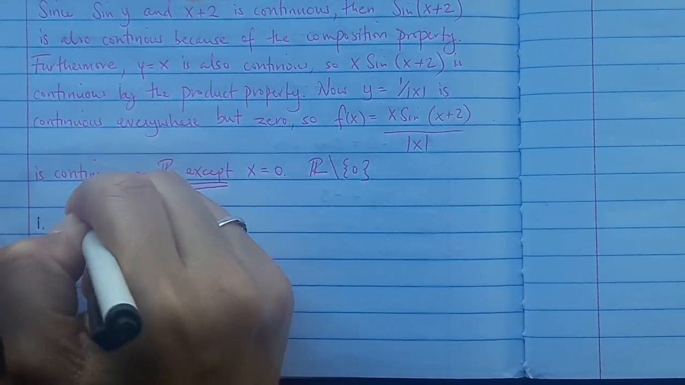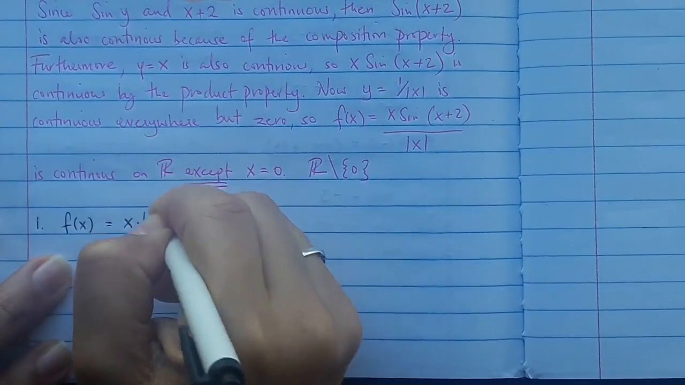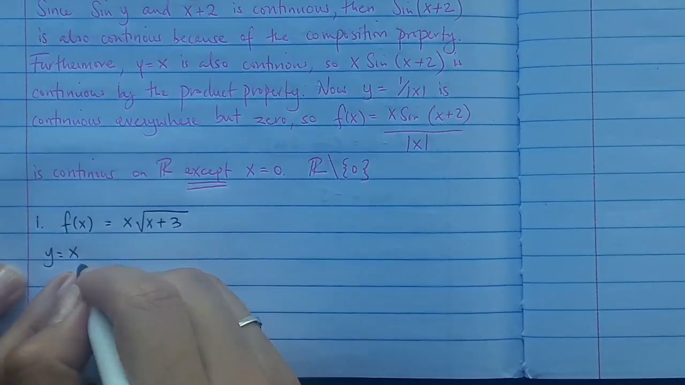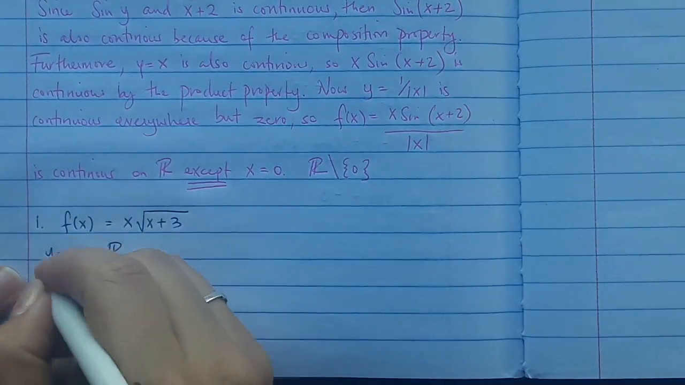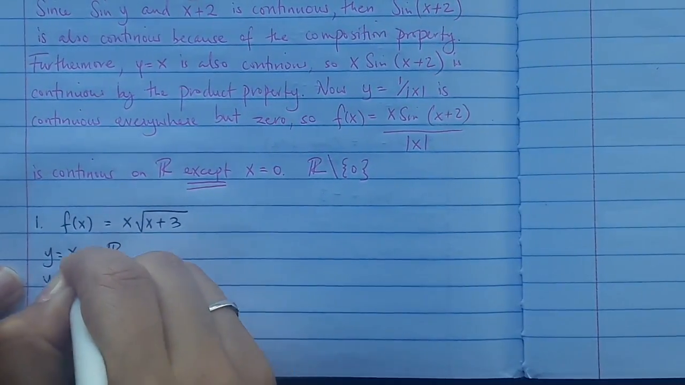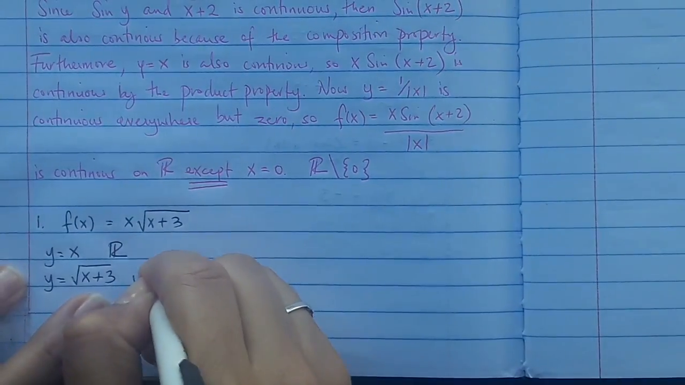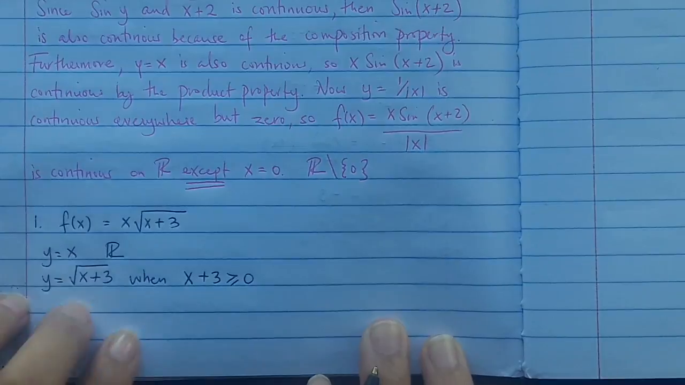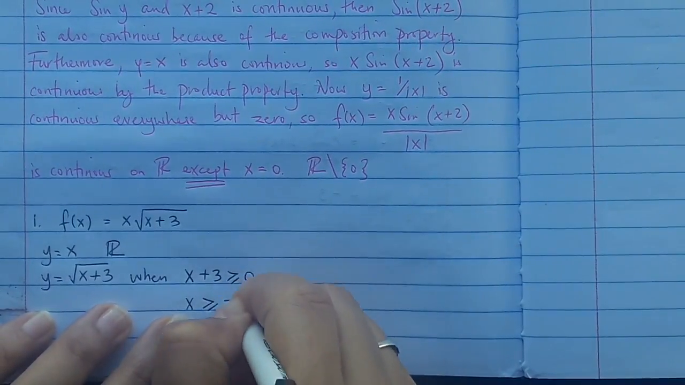So let's take a look at some examples of that. Let's say we had this function. What you do is you look at it individually. So y equals x, all real numbers, is continuous everywhere. And then look at the radical x plus 3. Well, no, it has to be greater than or equal to 0. So solve for x, and you're going to get x is greater than or equal to negative 3.